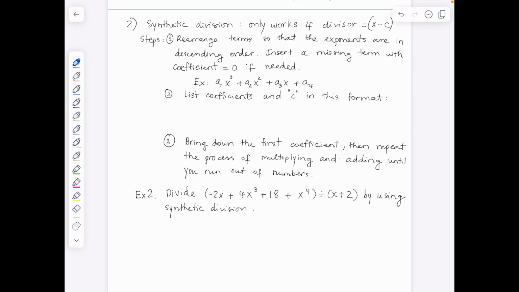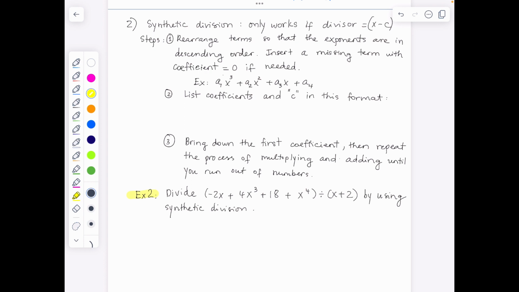In this video, we are going to talk about another dividing technique, which is called synthetic division. This method would only work if the divisor is in the form x minus c, where c is a constant. Technically, it could work for x plus a constant as well, because remember, we can always rewrite an addition as a subtraction and vice versa.